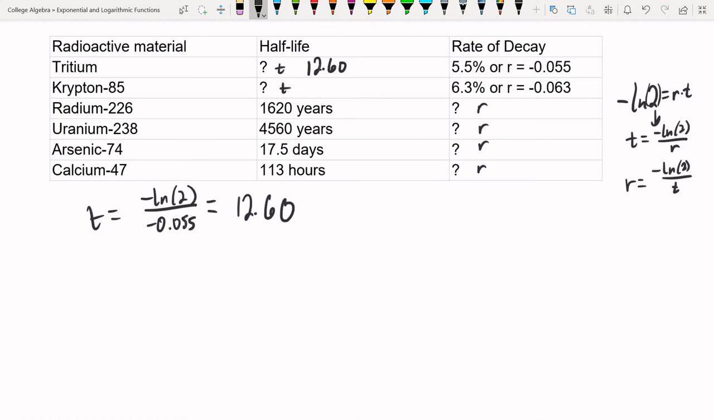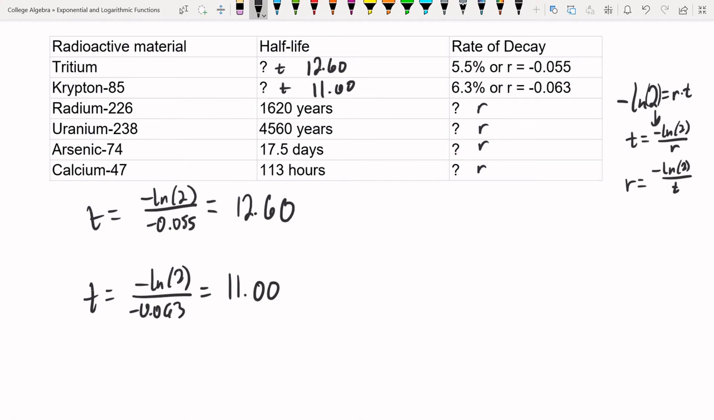Okay, for krypton-85, that's the same thing as saying natural log of 2 divided by the rate, which is 0.063. Doing that gives us 11.00, so about 11 years.